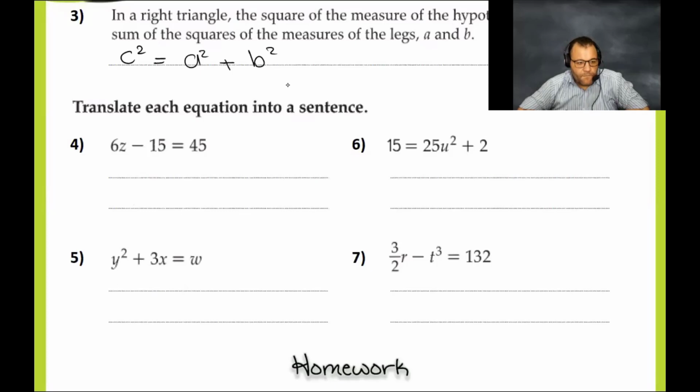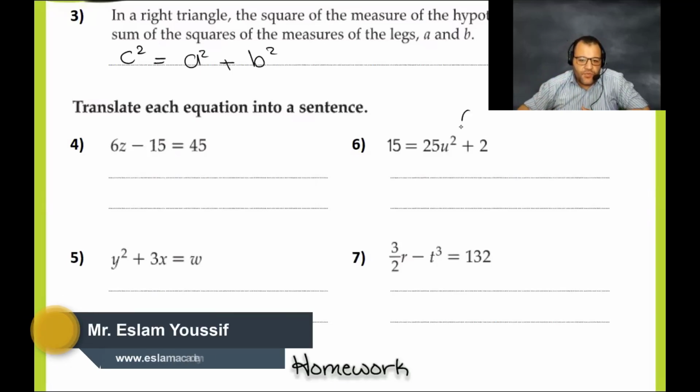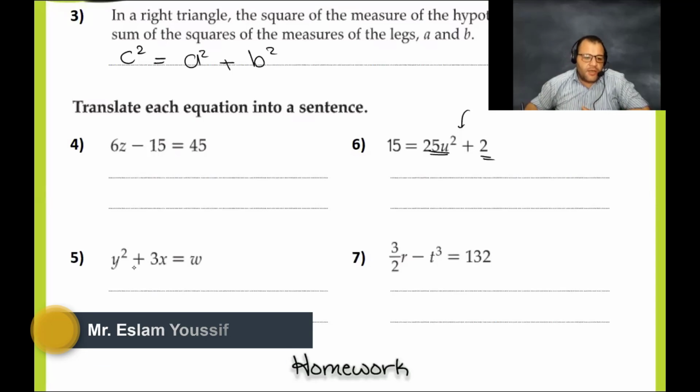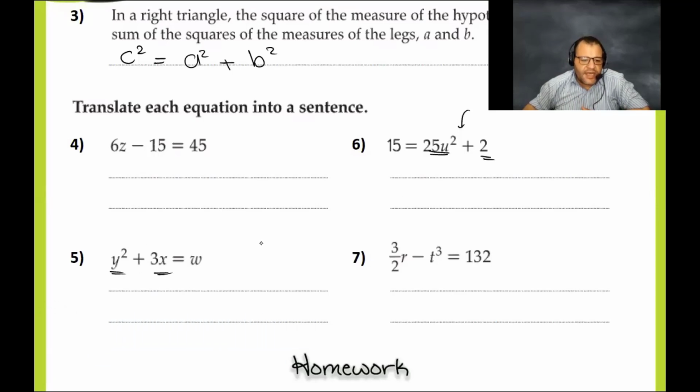6 times a number, minus 15. How many operations? The difference of what? 6 times a number and 15, because you say the difference. When I say the sum, I have to read the first one and the second one. That's how we can differentiate between them. You understand it? Yes, correct.